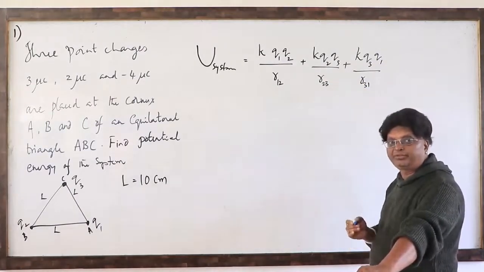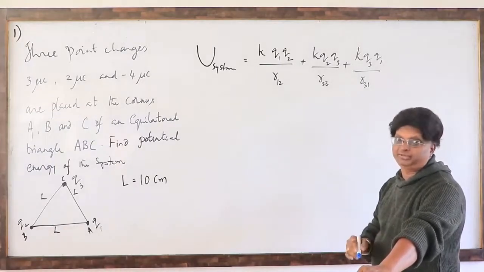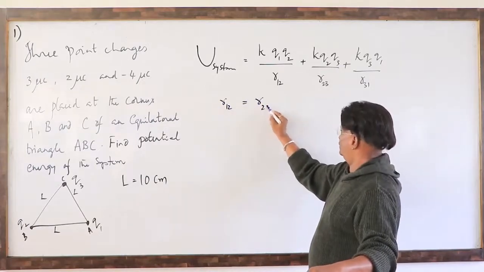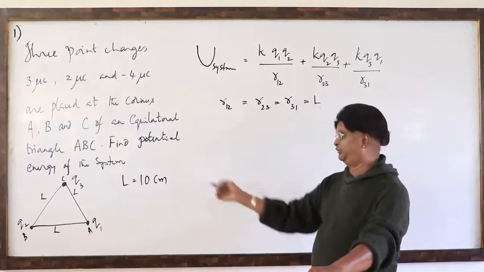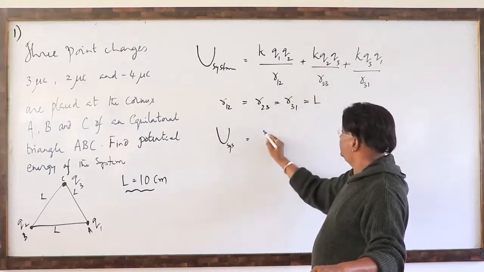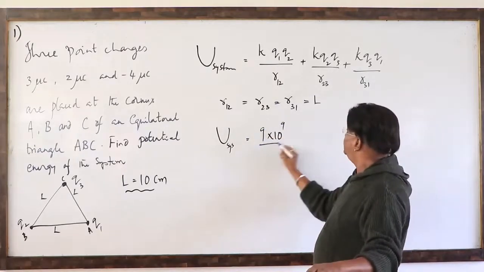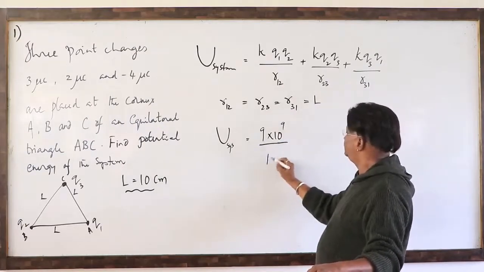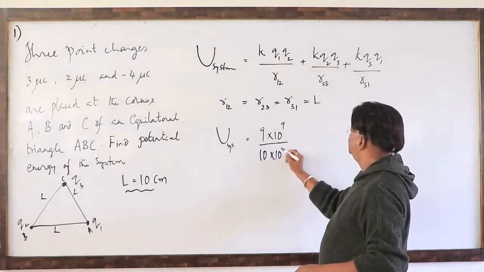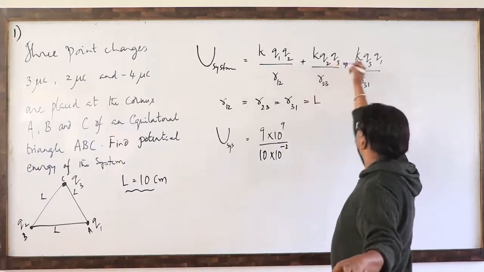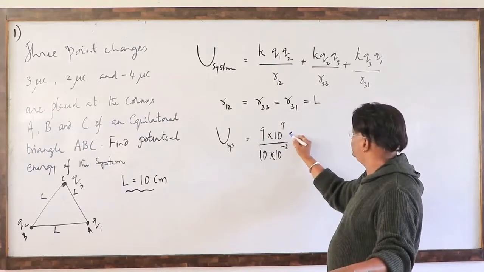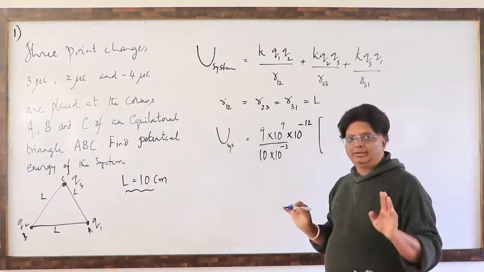Now all the substitutions with sign, as I have told you: for potential energy, charge should always be substituted with sign. Here R12, R23 and R31 are all equal to L, which is 10 centimeter. So U of the system equals, k is 9 into 10 raised 9, a common thing, and R12, R23, R31 are all the same, that is L, which is 10 into 10 raised minus 2 meter. Also, Q1, Q2, Q3 are all given in micro, therefore micro into micro becomes 10 raised minus 12, which is also common.